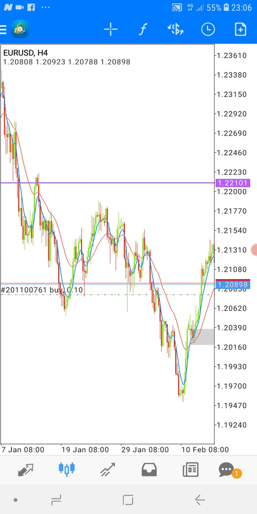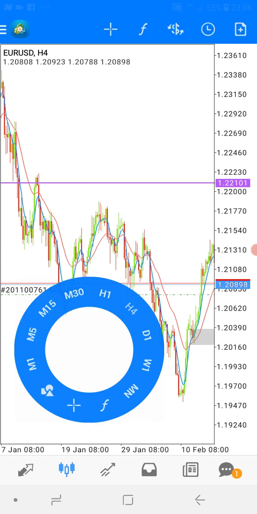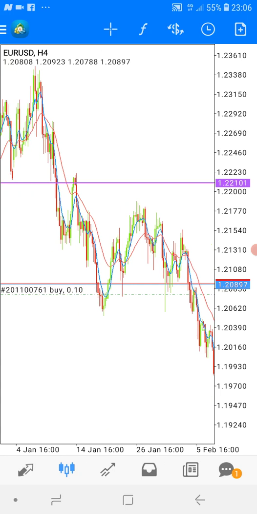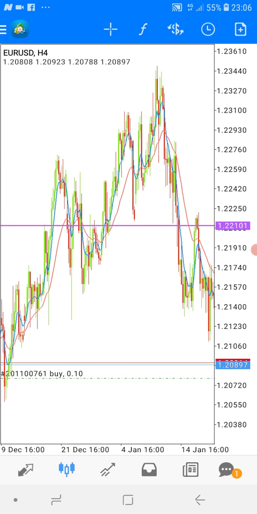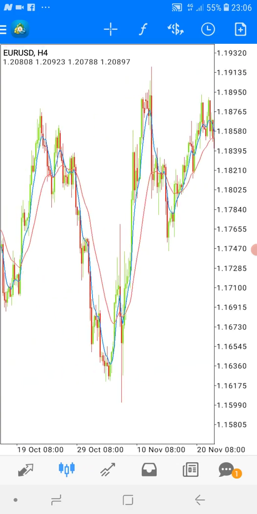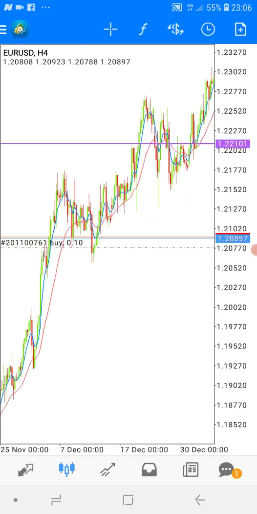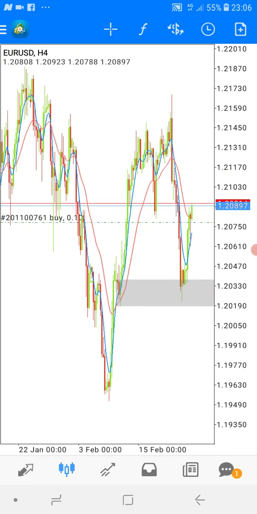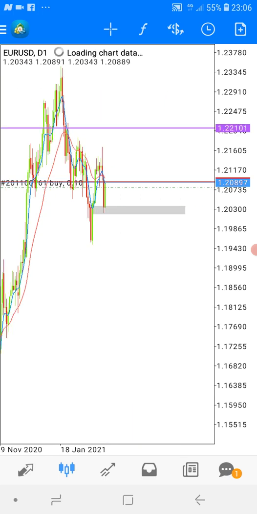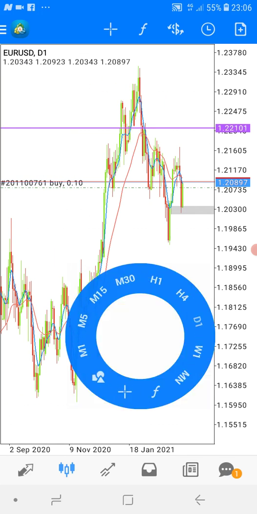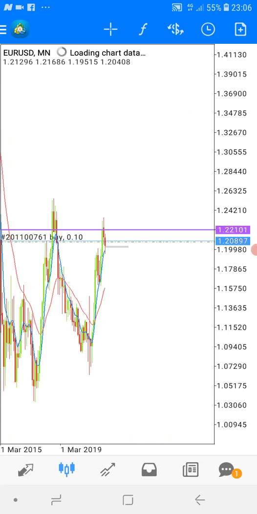So what I want to show you guys now is basically how this strategy worked on other zones where essentially what I just showed you happened. Let's just go to the daily, right? Matter of fact, let's go to the monthly.